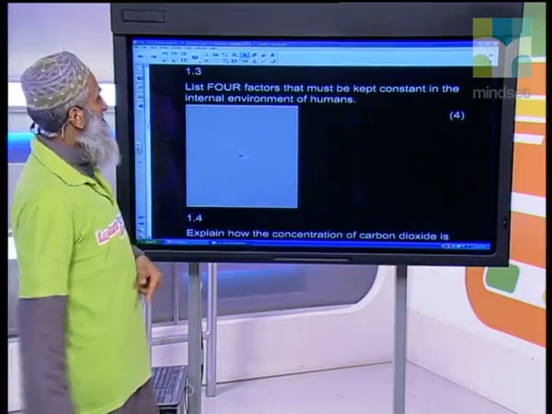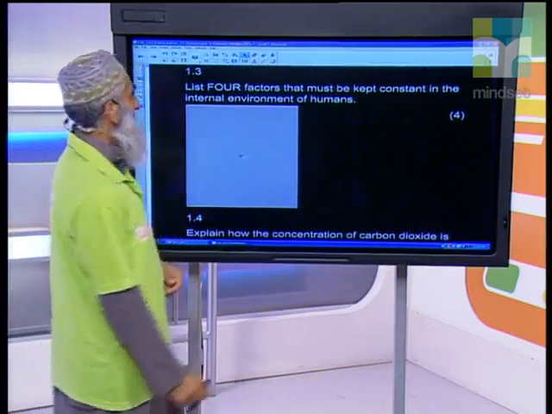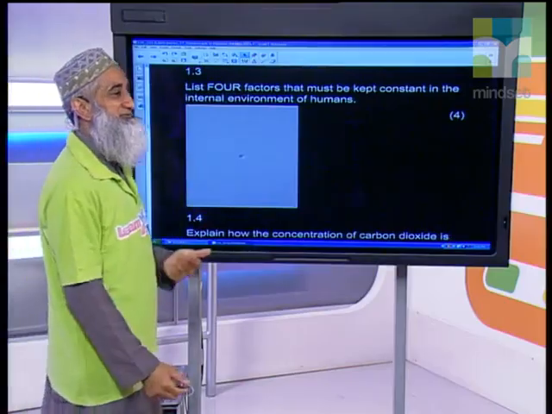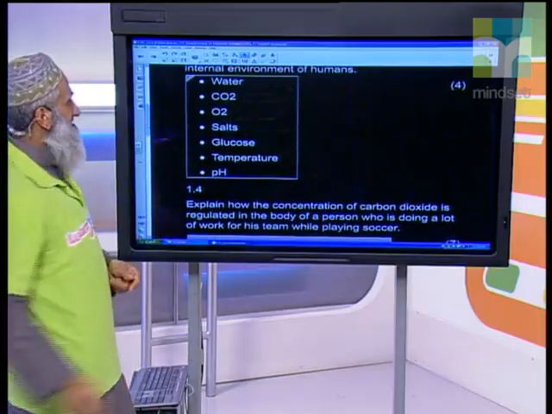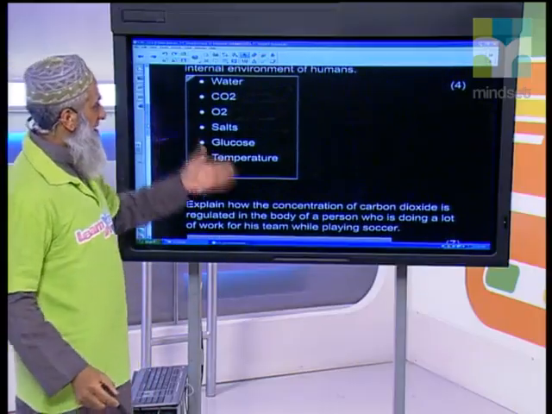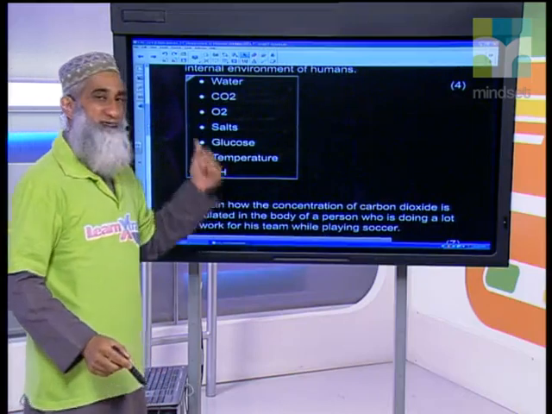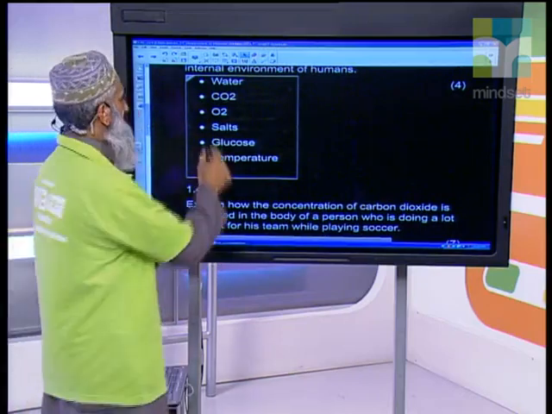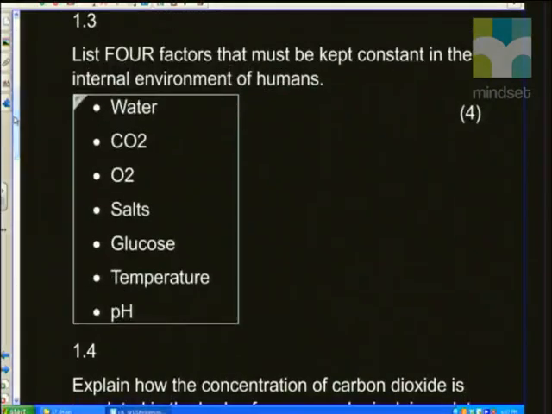List 4 factors that must be kept constant in the internal environment of humans. Maybe temperature, the pH. Good. You're going in the right direction. Water, carbon dioxide, oxygen, salts, glucose, temperature, pH. Just on that note, let's quickly talk about why.